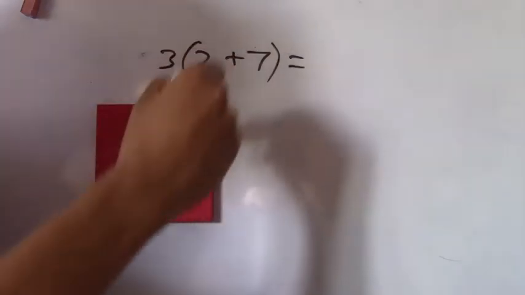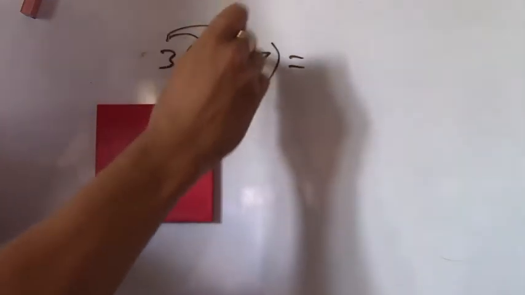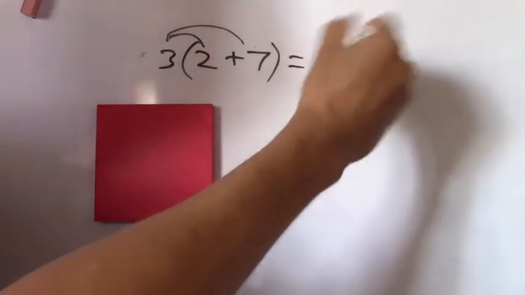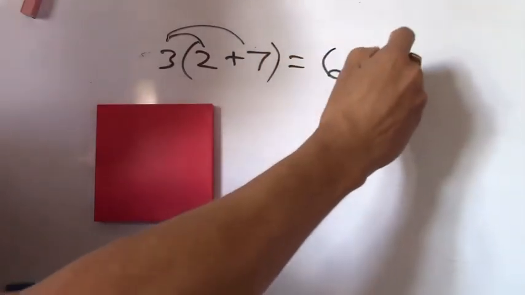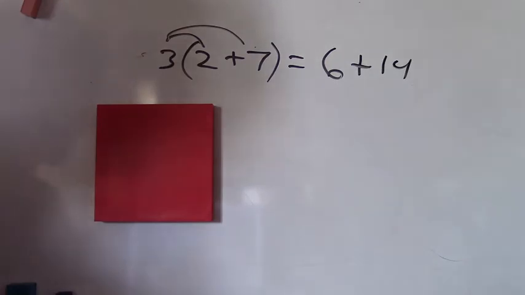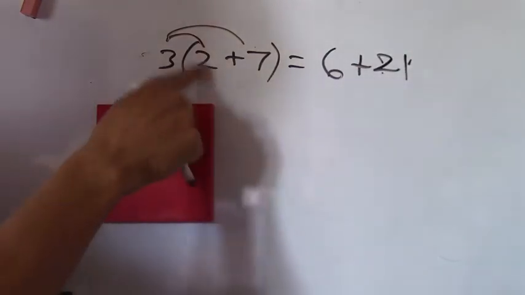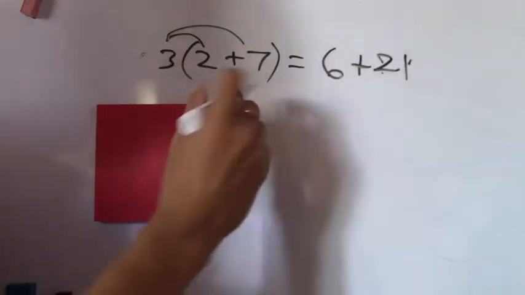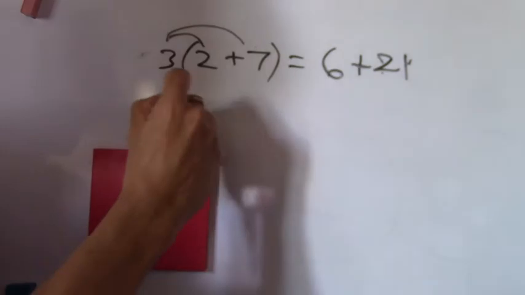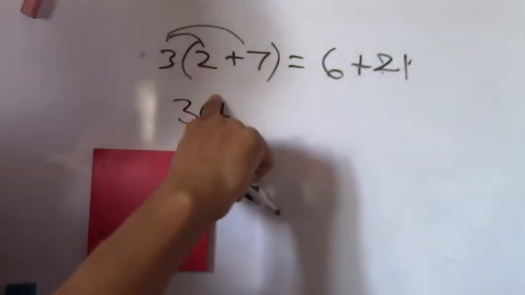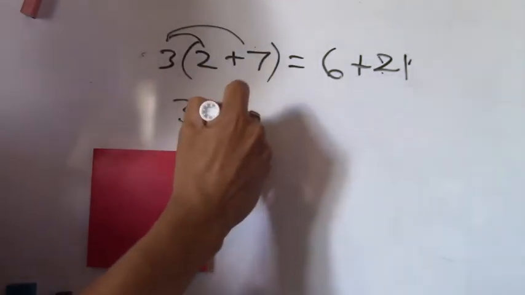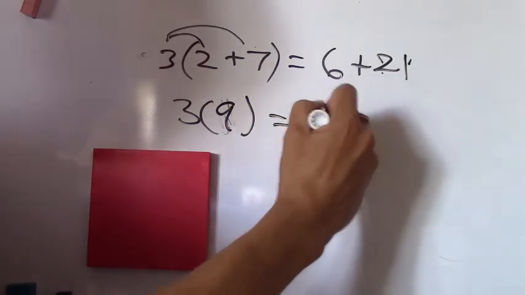Yeah. And that is exactly the same, distribute, as 6 plus 14, which is exactly the same thing. Oops, that's 3. It's 3, so it's 21. Right? 3 times 2 is 6, 3 times 7 is 21, and that will be the same thing as 3 times 9, which is the same thing as 27.